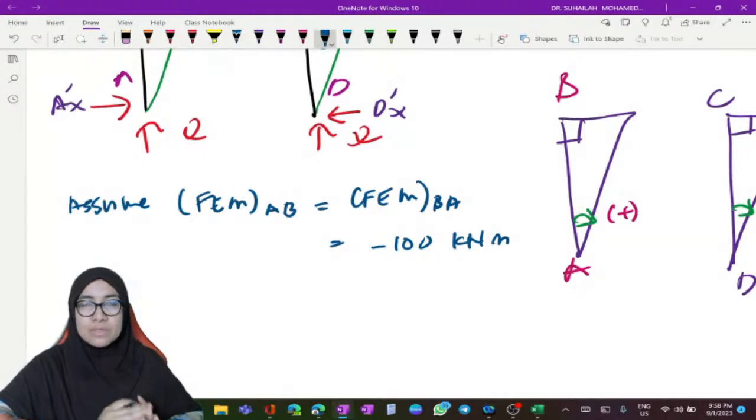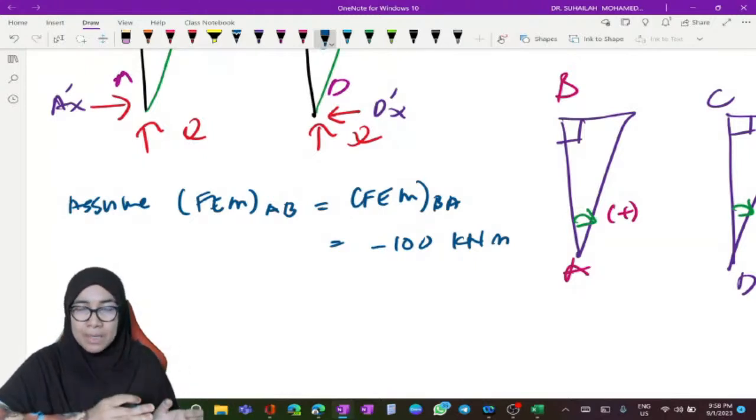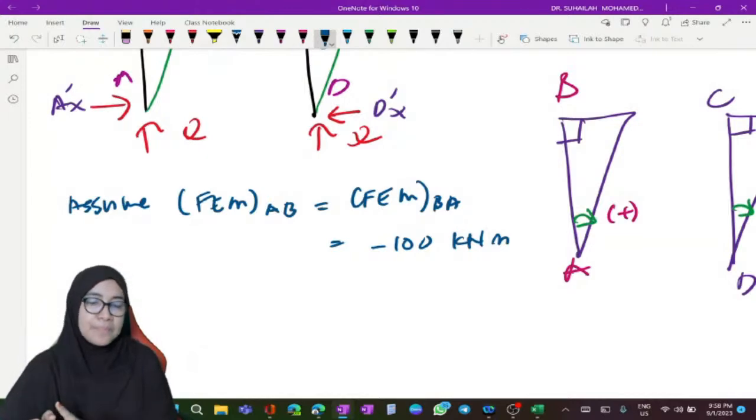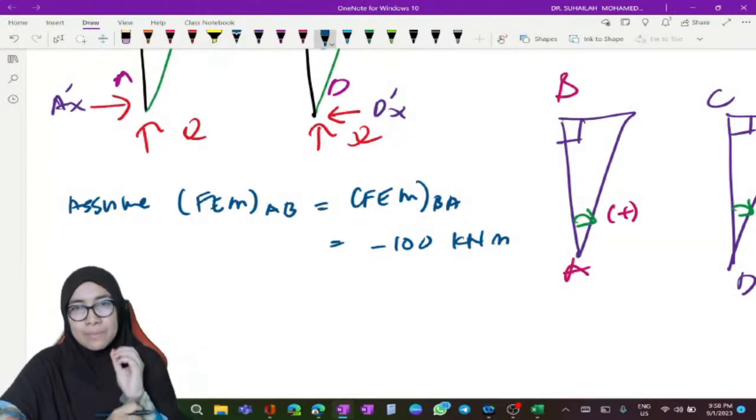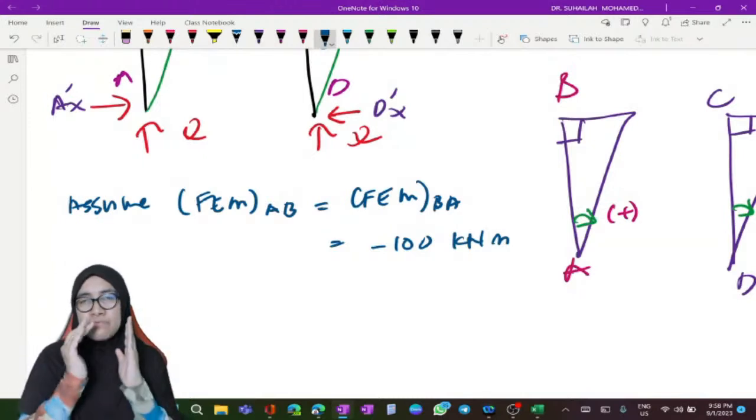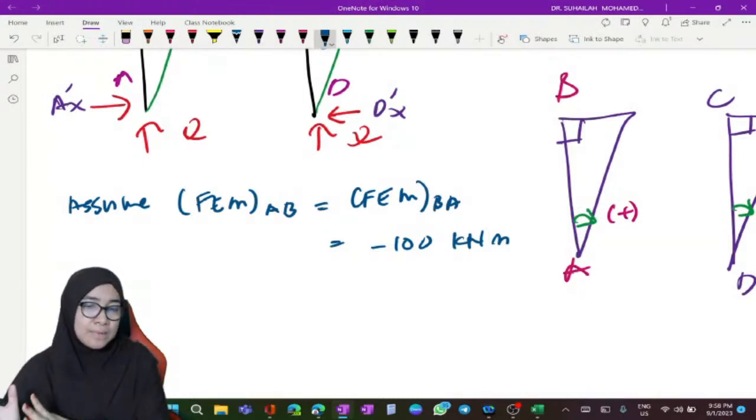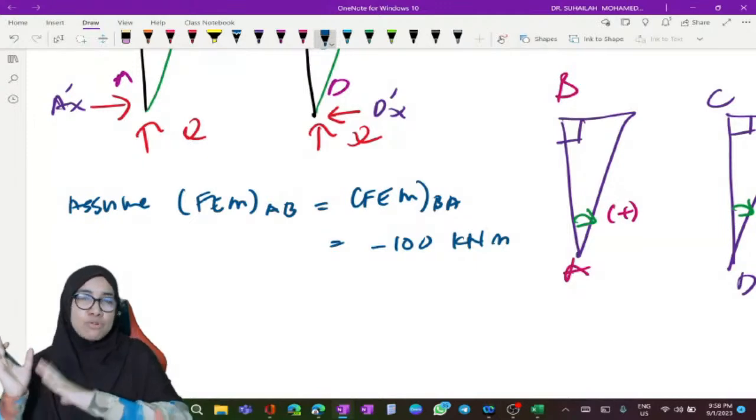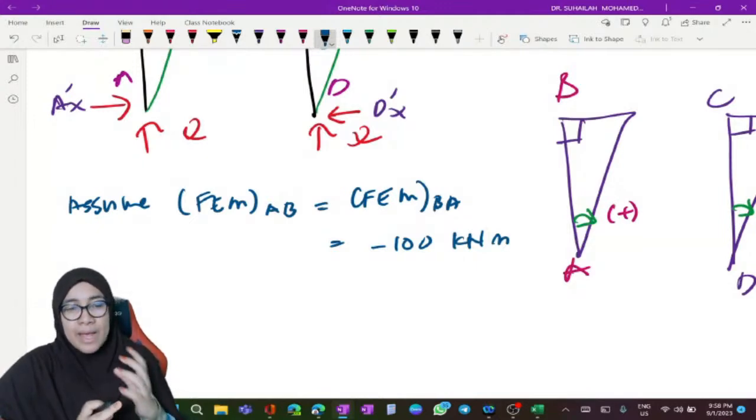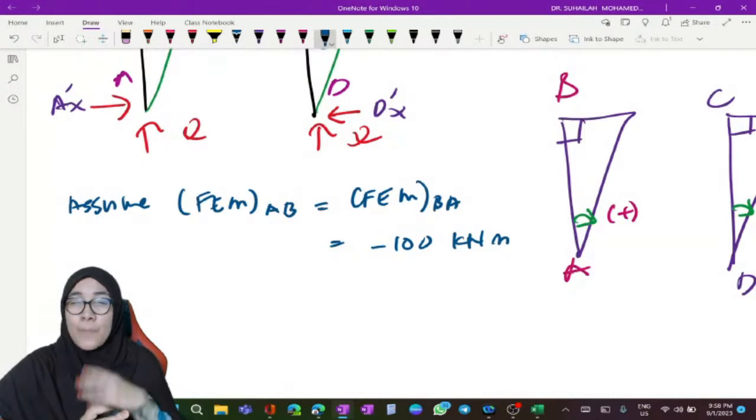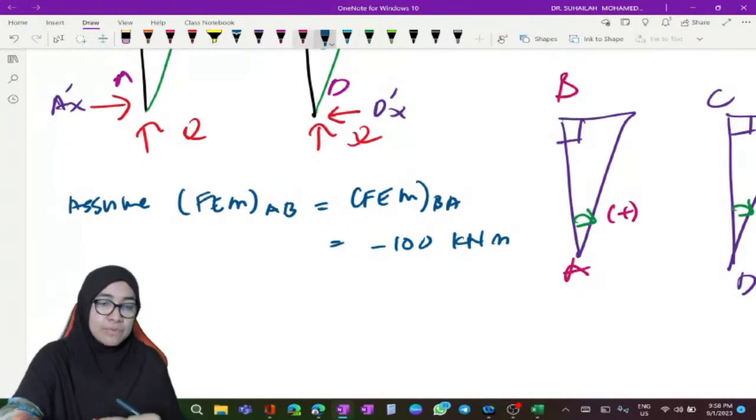This is for AB, for delta. So FEM AB equal to FEM BA. We assume 100, but please don't forget to put the sign representing the right behavior. The angle is positive because the frame tends to sway to the right direction. So the moment must push back, so that reaction is in the opposite direction towards the angle. So we have to put negative here.